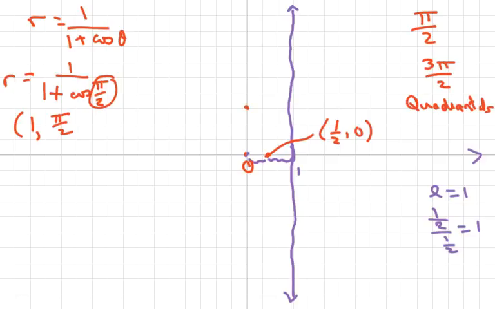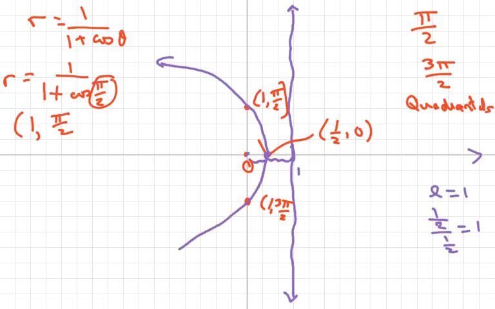So I'm going to go (1, pi over 2). Now when I plug in 3 pi over 2, we're going to get 1 as well. So basically, come down here, and 3 pi over 2 is down here, so that's going to be (1, 3 pi over 2). And then you kind of just graph it this way. And you should already know conics by now, and there's your parabola. Okay?